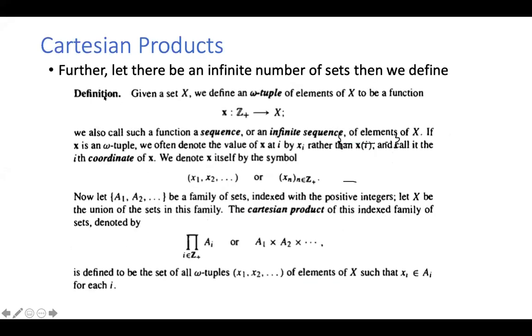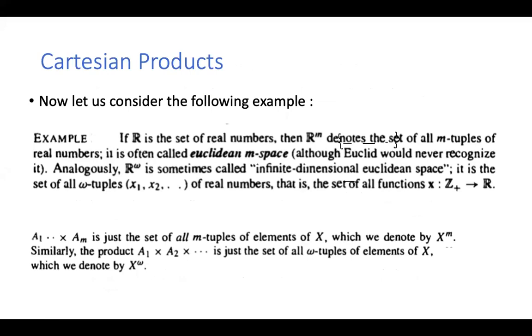Further, this can be generalized into an infinite number of sets when we define a set X, which is the omega-tuple of elements of X, where X maps from Z plus to X. And this is called a sequence, or an infinite sequence, of elements of X. And we can denote X by the symbol X_1, X_2, ..., X_n, where n is in Z plus. So in this case, the Cartesian product of this is denoted by the product over i in Z plus of A sub i for omega-tuples X_1, X_2, and so on. So is that sort of clear? Does that make sense?